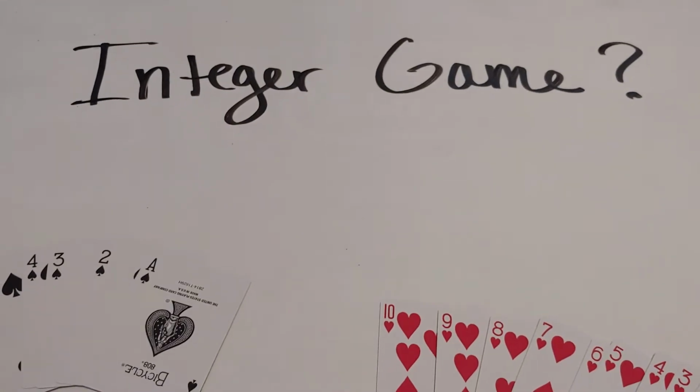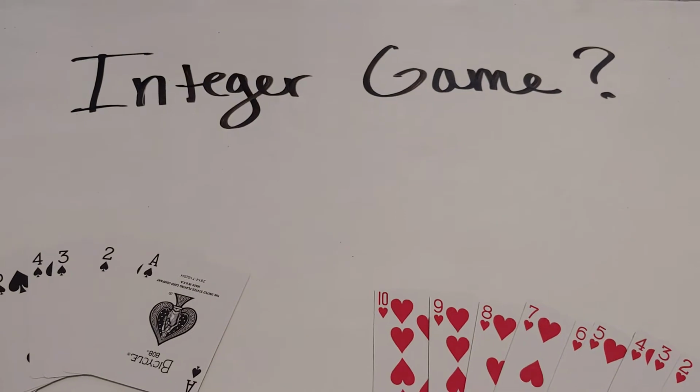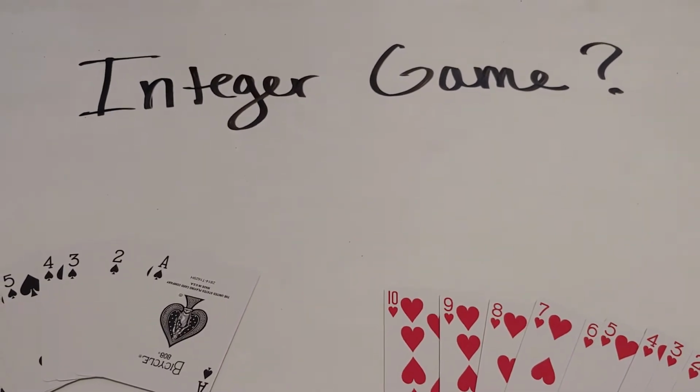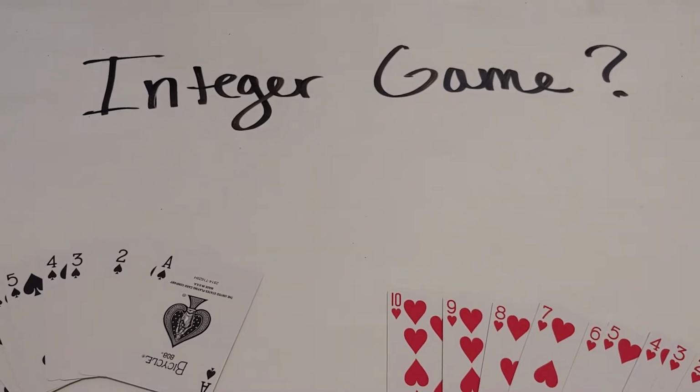All right, it's game time. This is called the integer game, and it is used a lot in Common Core when they're trying to show how to add negative numbers and subtract, but we just focus on adding.